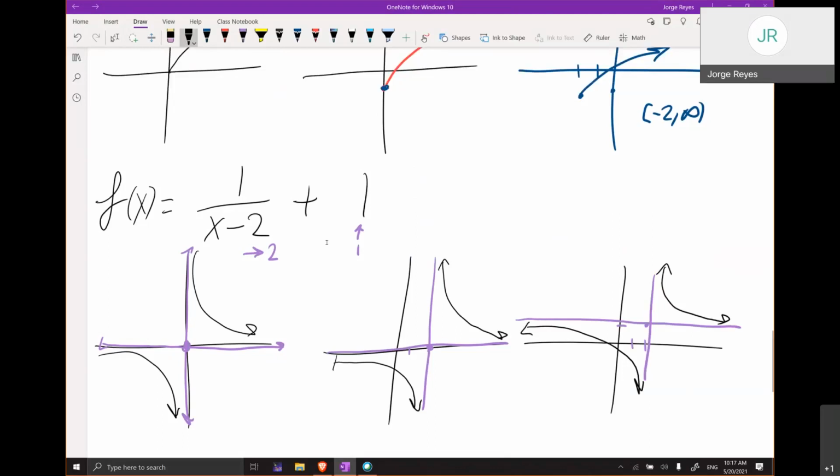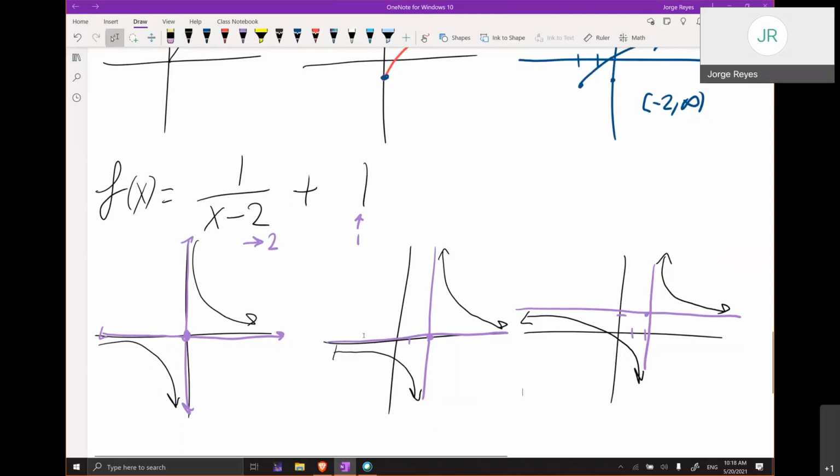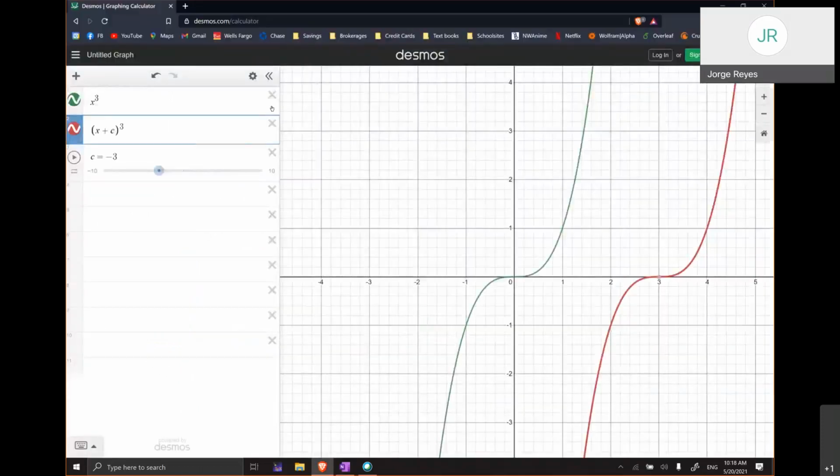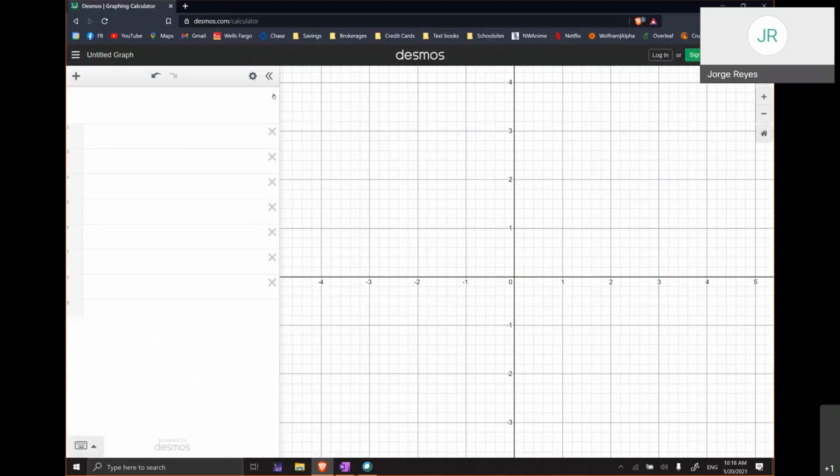Okay, and so this is how I would graph the reciprocal function. I'm really just moving around the purple cross, and then the actual graph just kind of follows along. All right, and then I can show you that with Desmos. Okay, so let's go with 1 divided by x plus c.